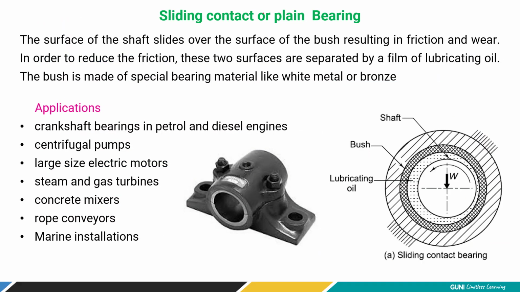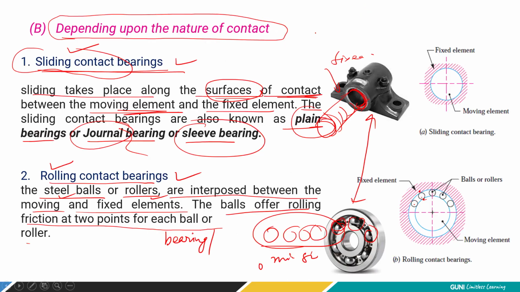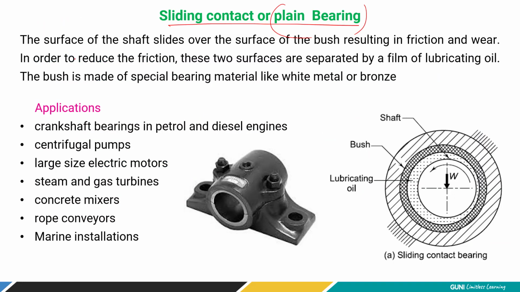Now let's talk in detail about the sliding contact bearing, or you can say the plain bearing, right? I'm going to discuss in detail the sliding contact bearing, where the motion between two elements is a sliding of surfaces. The surface of the shaft slides over the surface of the bush, resulting in friction and wear. So, a very simple definition.